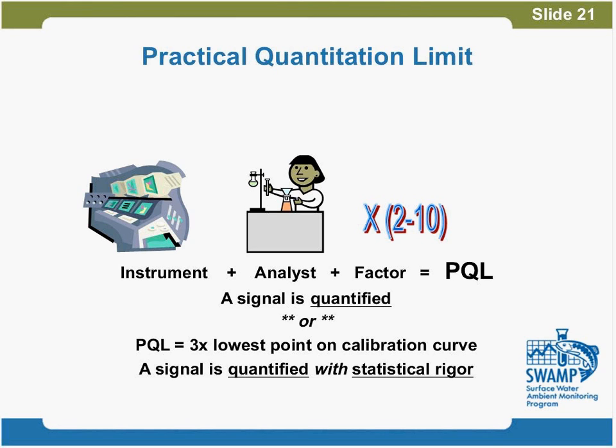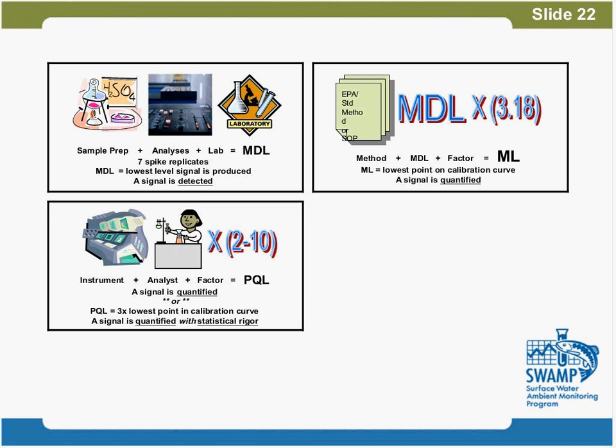Now, using the other definition, the 3 times that lowest point on the calibration curve, now we're moving into yet a different realm because we have a signal that's quantified with the ever-important statistical rigor. The practical quantitation limit, if we use that second definition, moves us into a realm of even more usable data. So that's 3 different quantitation limits.